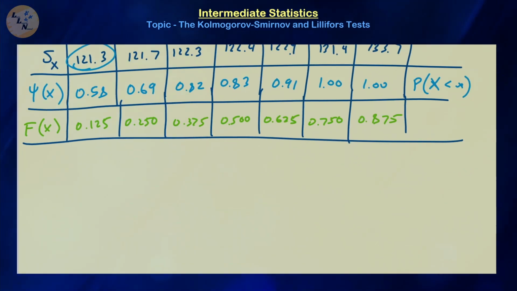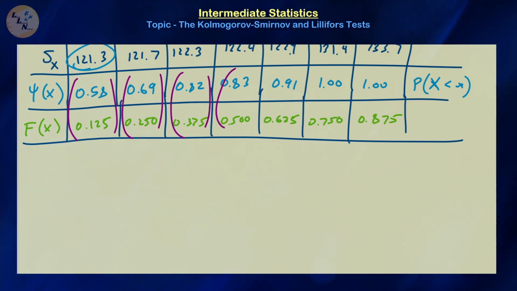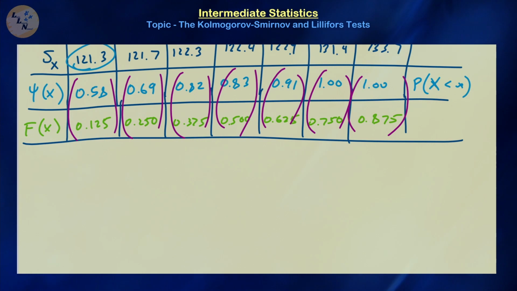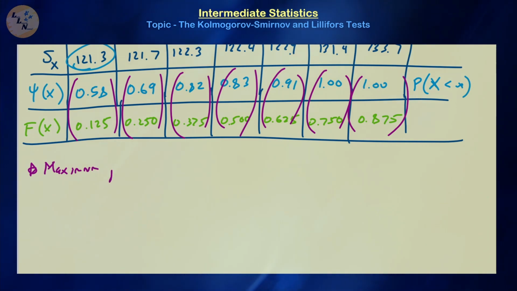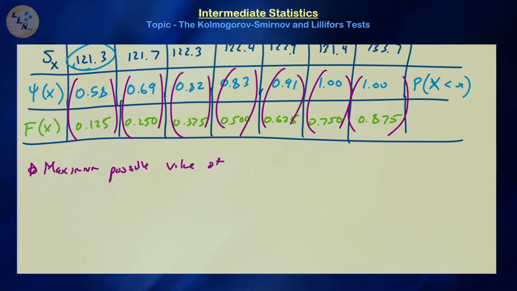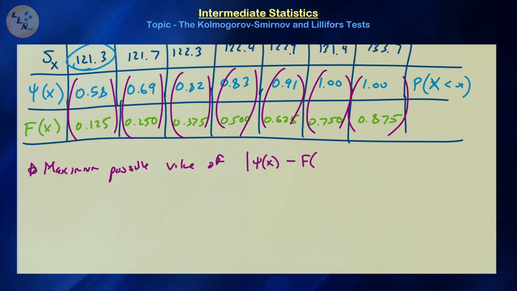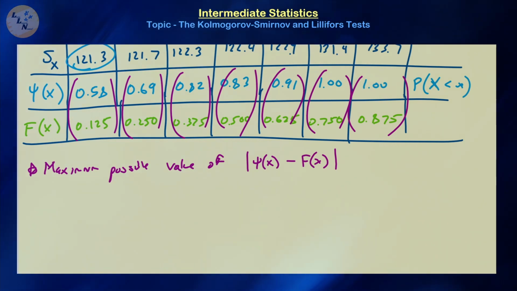So, is there a significant difference between these quantile values in the CDF? That's what the Kolmogorov-Smirnov test does. So, just a couple of analytical things to keep in mind. The maximum possible value of the absolute value of psi(x) minus f(x): you may want to pause the video and think about this for a moment, but what is the maximum possible distance between psi and f?